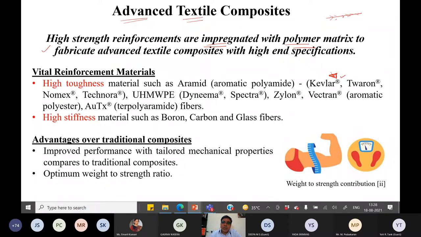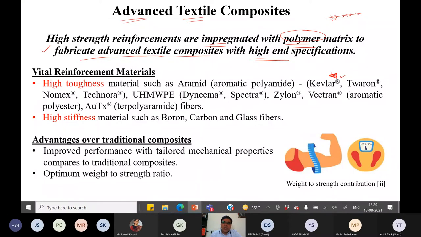Very similarly, here also you can impregnate it with your polymer matrix to fabricate some sort of advanced composite materials. Because it is not enough only to fabricate; ultimately you have to make a laminate and then the structure, so that you can meet the high-end specifications. What we see is the vital role of those reinforcement materials.